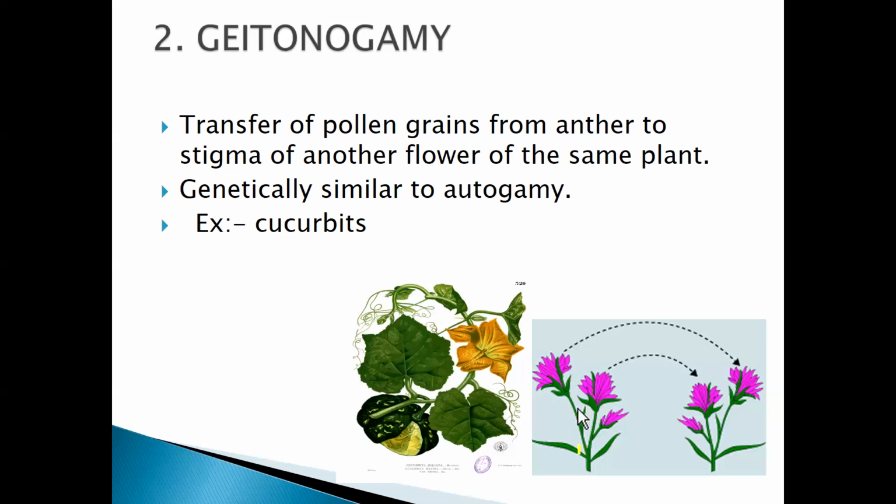So Gaitanogamy is the transfer of the pollen grain from the anther to the stigma of another flower of the same plant. There is one plant. It has two flowers. From flower one, the pollen grain will come and pollinate flower two. So this is a kind of self-pollination process. Example is cucurbits.